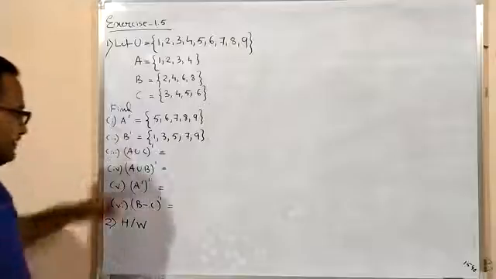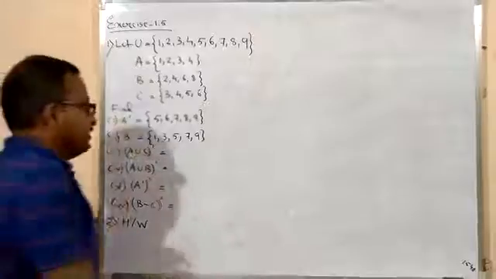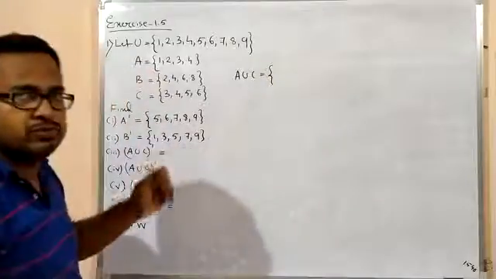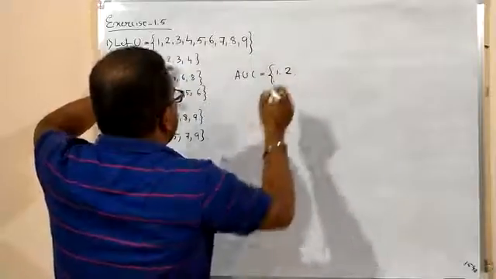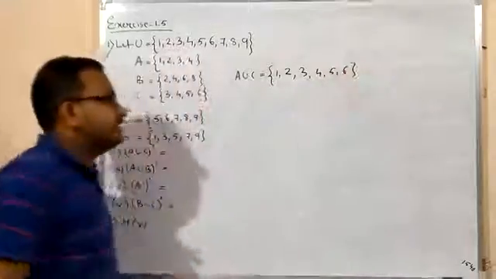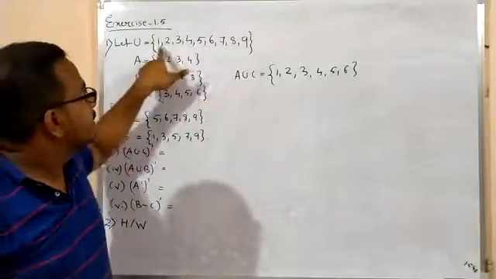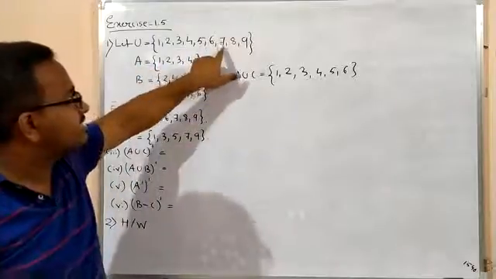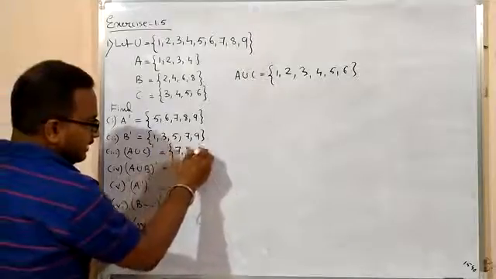Done. Then find A union C whole complement. Before that, first of all you have to find what is A union C. You know how to find the union of two sets, right? So A union C will be 1, 2, 3, 4, 5 and 6. This is my A union C. Now find the complement of that set. The complement will be: you are not allowed to write 1, 2, 3, 4, 5, 6, but the rest elements are 7, 8 and 9. So you write 7, 8 and 9.